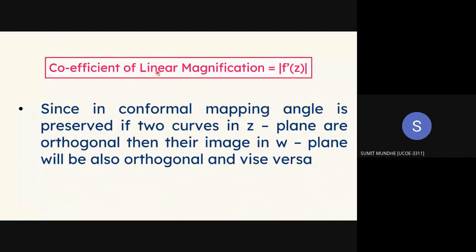Therefore, the coefficient of linear magnification is equal to the magnitude of f dash of z. Since in conformal mapping angle is preserved, if two curves in the Z plane are orthogonal, then the image in the W plane will also be orthogonal, and vice versa.